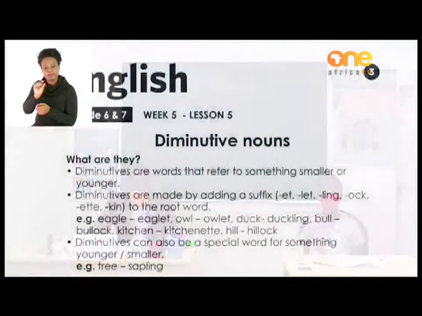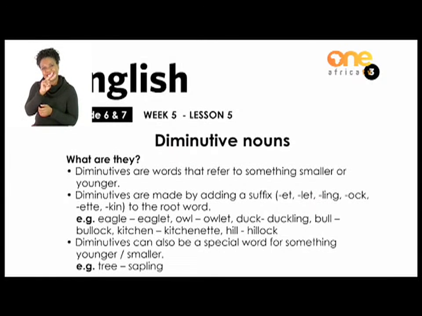Diminutives are words that refer to something smaller or younger. This is on page 3 of your booklet. Right, diminutive nouns are words that refer to something smaller or something which is younger. Remember about young ones of different animals, and then we have also small things. For instance, a river, Okavango River, a small Okavango is called a rivulet. And then a young one of a dog is a puppy, and a young one of a cat is a kitten.